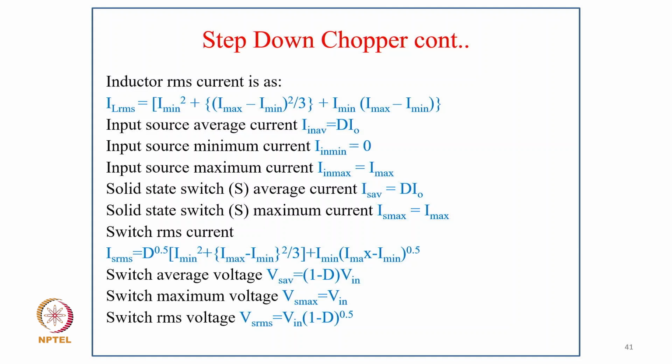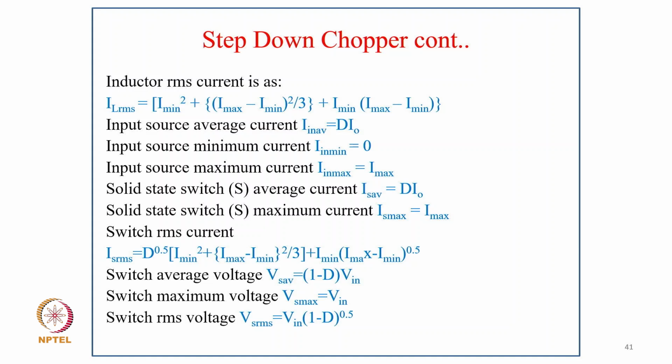So the input RMS source current will be I in average d I0, and the input source minimum current will be I in minimum, that is 0 because it starts from 0, and the input source maximum current will be I max. The solid state switch average current will again be the same, d I0, and the solid state switch maximum current will be IS max equal to I max, and the solid state RMS current will be I SRMS equal to d to power 0.5 into bracket I minimum square plus (I max minus I minimum) square by 3 plus I minimum (I max minus I minimum) by 2, all to power 0.5.